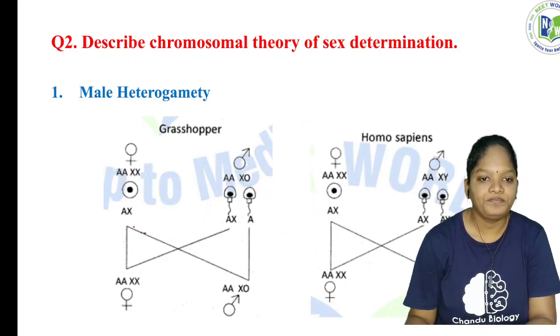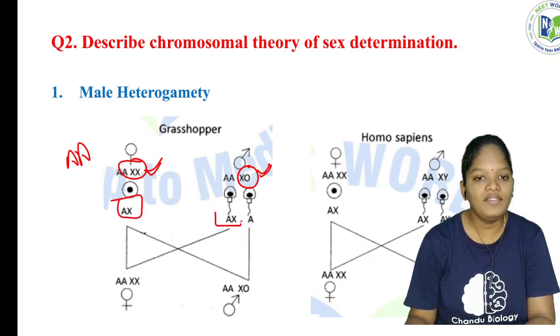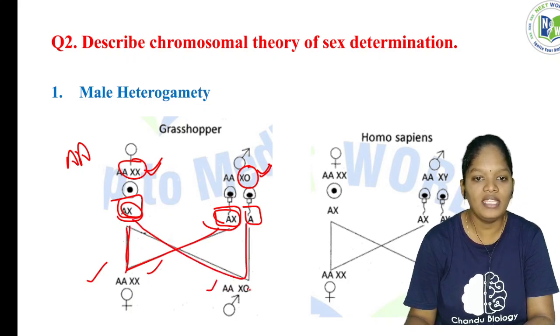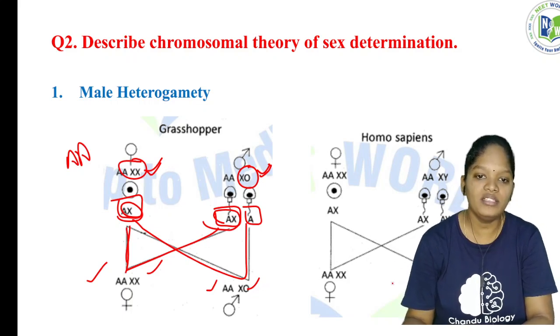So see here, this is a female. This AA is nothing but the autosomes. Here the sex chromosomes will be XX, and here the sex chromosomes will be XO. So we can say this as AX, and here it will be AX and AO. If this is fused with this AX, we can say this is AAXX. And if this X is fused with this, we can say that is AAXO. Based on this, we can determine the sex.